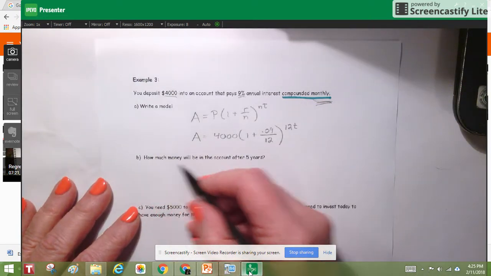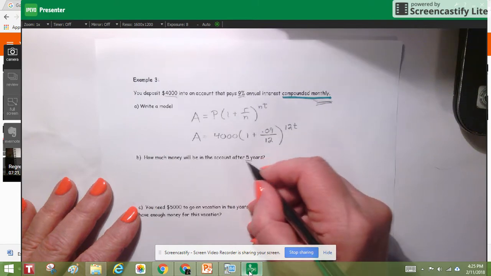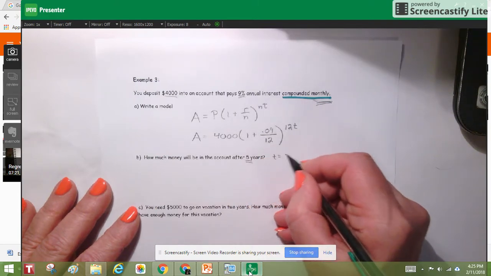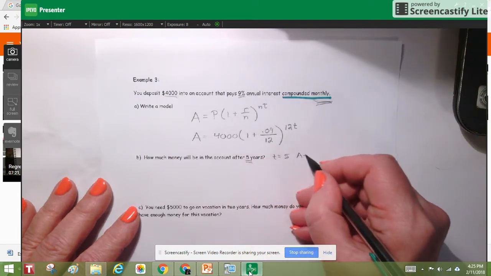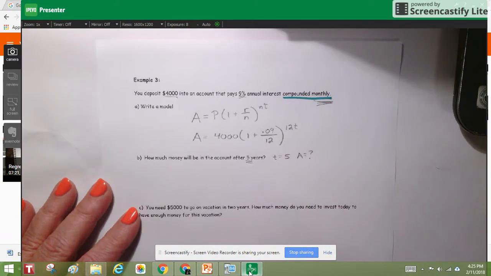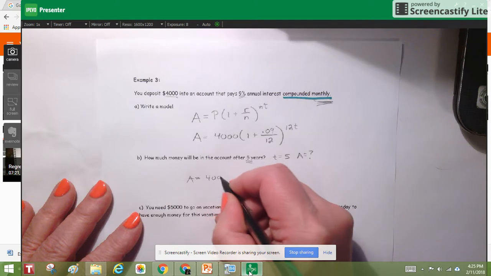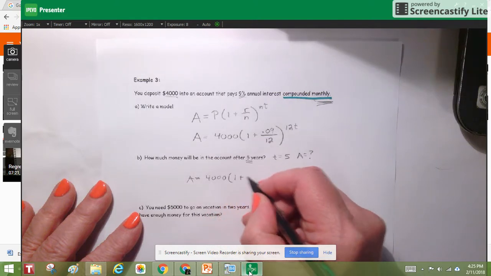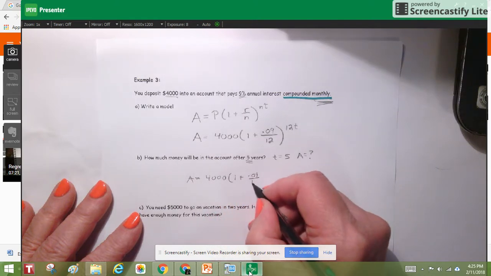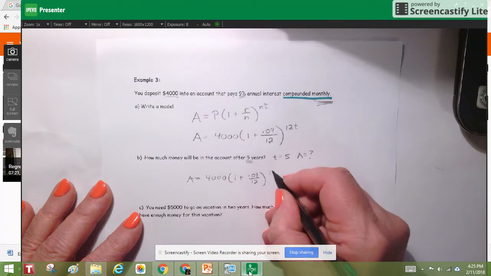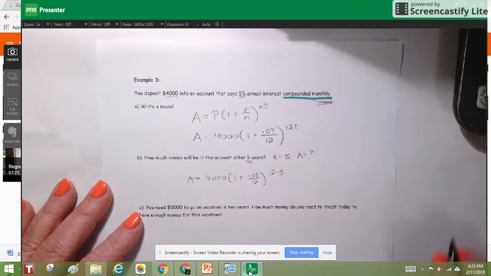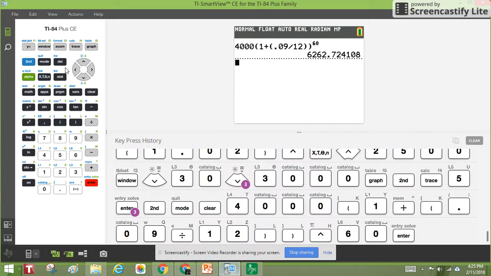Part B says, how much money will there be in the account after 5 years? So they're saying, when T is 5, what is A? So once again, let's just plug this into the equation. A equals 4,000 times 1 plus 0.09 divided by 12 raised to the 12 times 5. This is something that we can just go ahead and put into our calculator now.